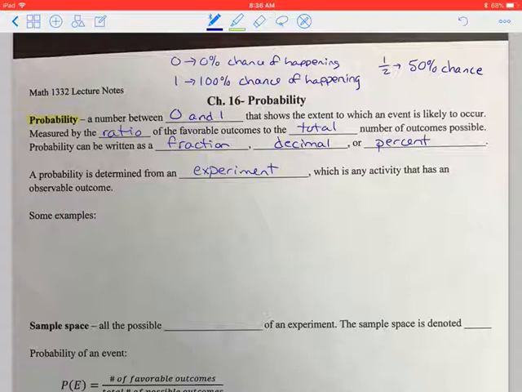Some of the things we might look at: we might flip a coin. That has two possible outcomes. We could have heads or we could have tails, so two outcomes. You could roll a die, where you could get a 1, a 2, a 3, a 4, a 5, or a 6. Another common one is drawing a card from a deck.